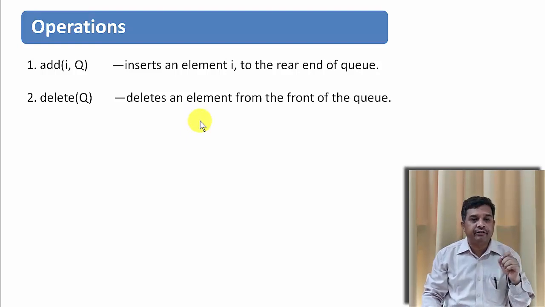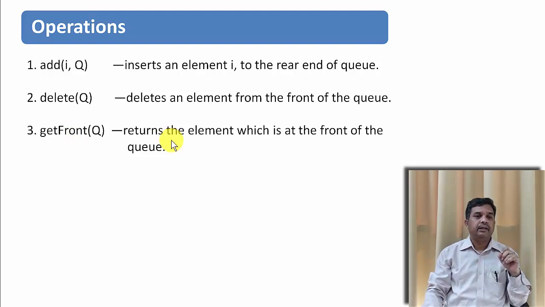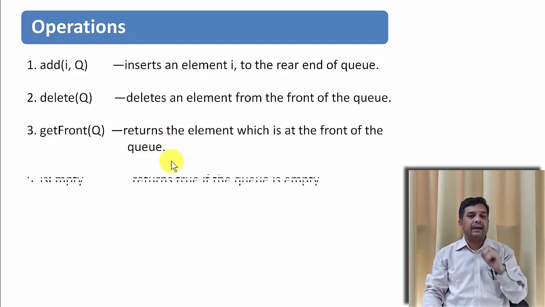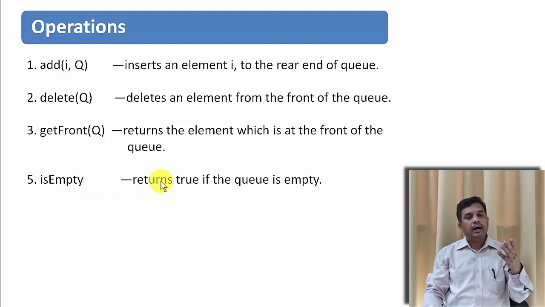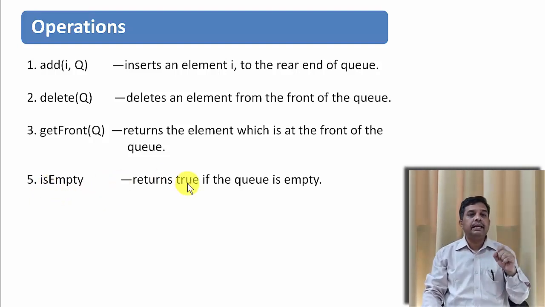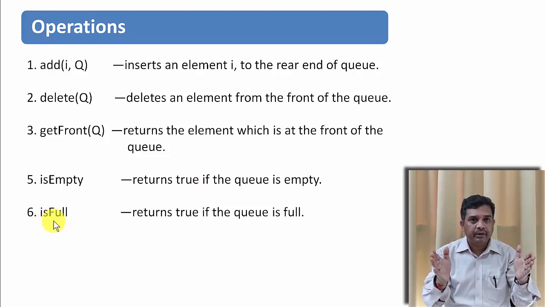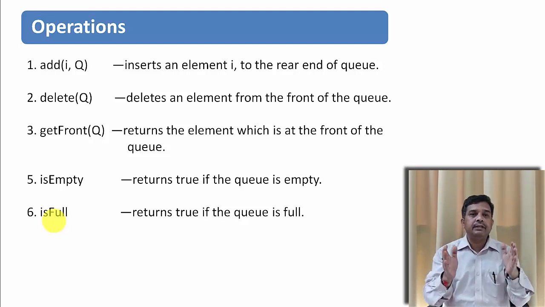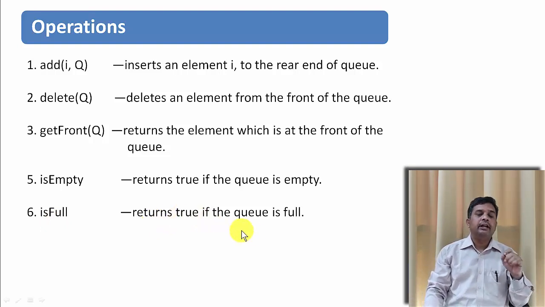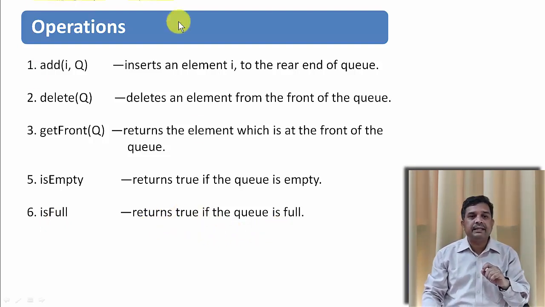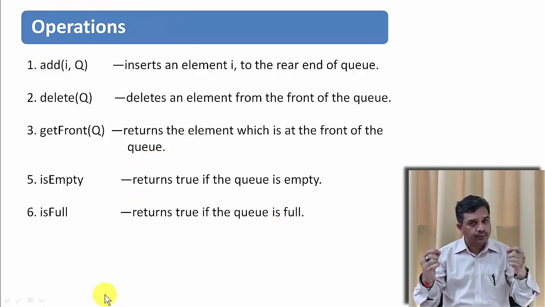Next operation is get front. It will just return the data available at the front of the queue. The next operation is empty. If the queue is empty, it will return true, otherwise it will return false. Similarly, is full. Every queue has a queue length. If a queue length is defined, obviously after the queue length we say the queue is full. It will return true if the queue is full. So these are the basic operations that we are going to perform when implementing a queue.